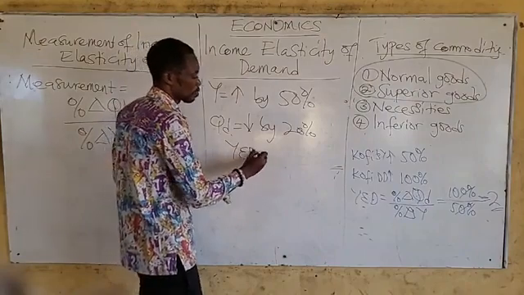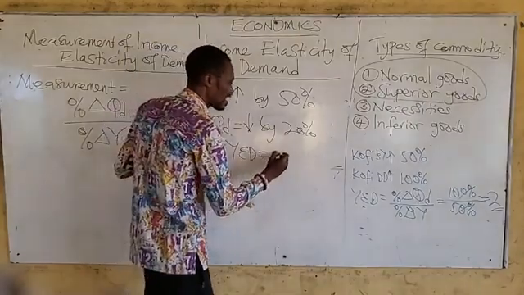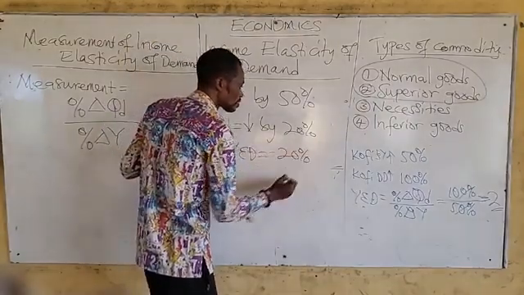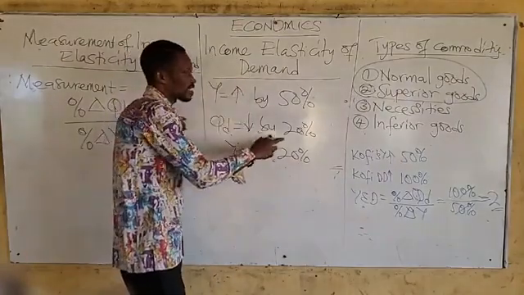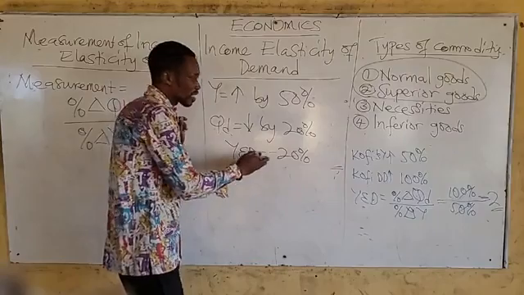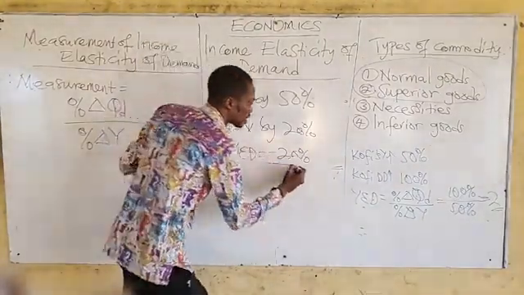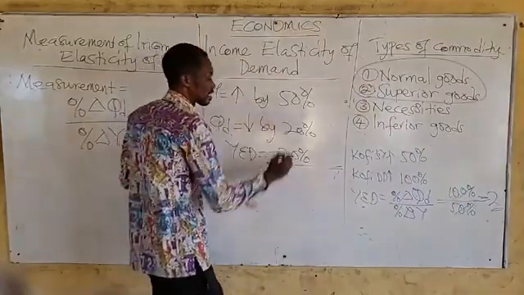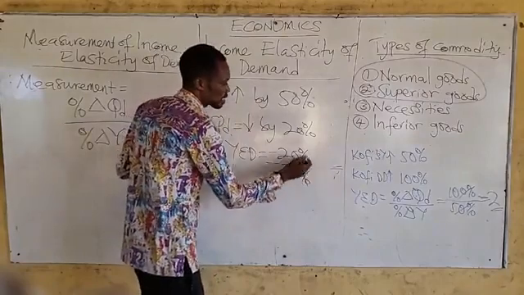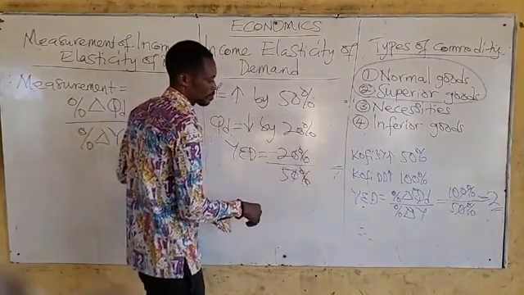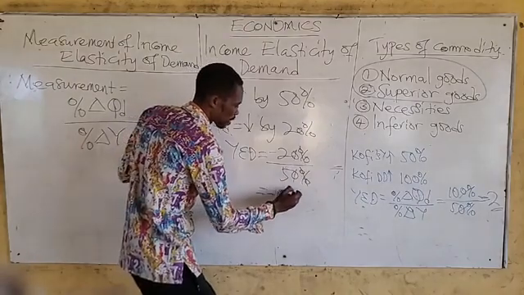Income elasticity of demand will be equal to the percentage change in the demand, which is negative 20%, because I said it has gone down. Once the percentage has gone down, you can't write it as 20%. It is written as negative 20% to show that there is a reduction. Divided by the increase in the income, that will be positive 50%. So you cancel out, and this will give you negative 0.4.